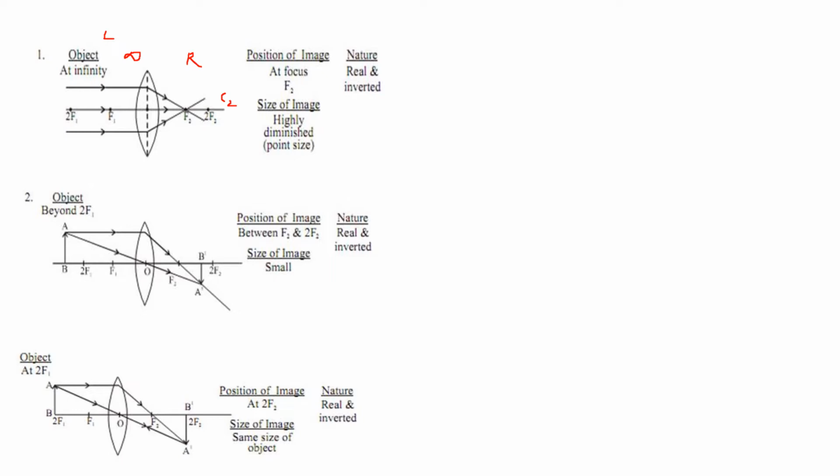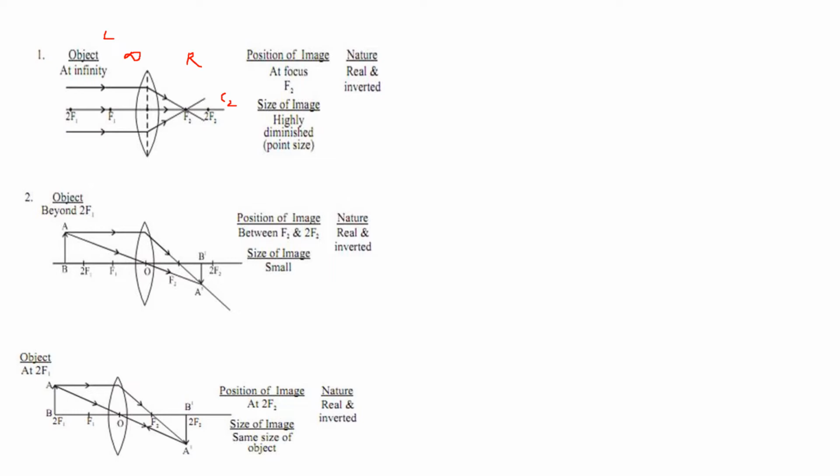Children, the cases which we are going to discuss in convex lenses are very much similar to the images which we discussed in concave mirror. So concave mirror and convex lenses images, the position and the nature of the images are absolutely same. But the way of drawing the diagram is different. Here we have got two focus and two center of curvature. Clear?